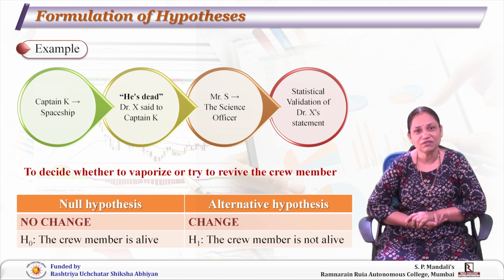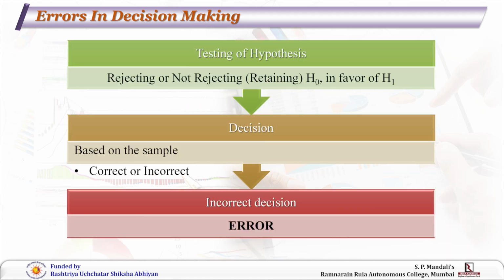Now, the status of the person originally is that the crew member is alive. Hence, the null hypothesis will be the crew member is alive, and the alternative hypothesis will be the crew member is dead or he is not alive, which is a statement of change in the status of the crew member. The problem of testing of hypothesis is actually a problem of deciding whether to reject or retain the null hypothesis H0 in the favor of the alternative hypothesis H1.